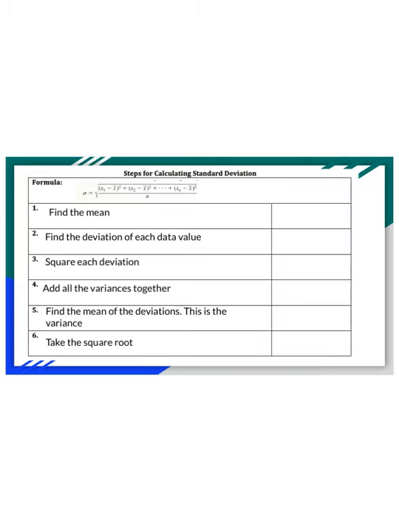All right, we have 6 steps to help us actually find our standard deviation. Step 1 is we want to find the mean. So remember that is x bar. We're going to add together all of our values and divide by n to find our mean.